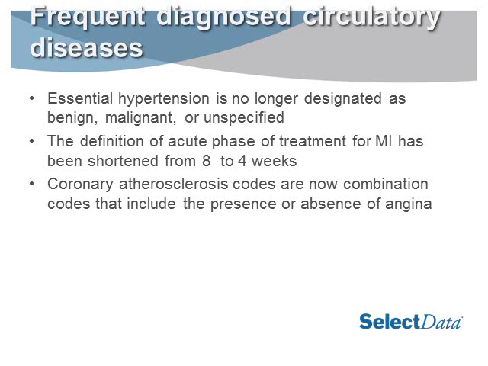Now for the definition of an acute phase for treatment of an MI, under circulatory diseases, they have now shortened the definition of the acute phase from the 8 weeks that it was previously down to only 4 weeks. Anything beyond the 4-week phase is now considered a history of MI. And coronary atherosclerosis codes are now combination codes that will include the presence or absence of angina.